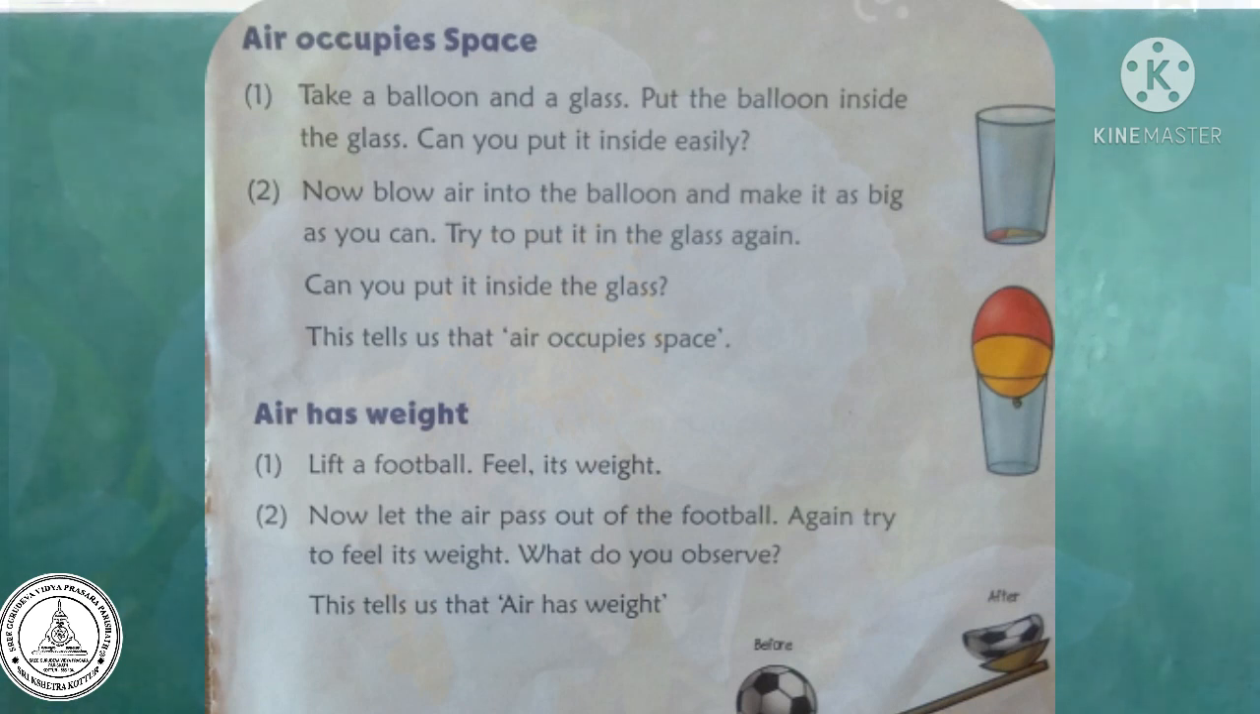Next, air has weight. First one is, lift a football. Feel its weight. Second one is, now let the air pass out of the football. Again, try to feel its weight. What do you observe? This tells us that air has weight. Okay, children, turn the page.